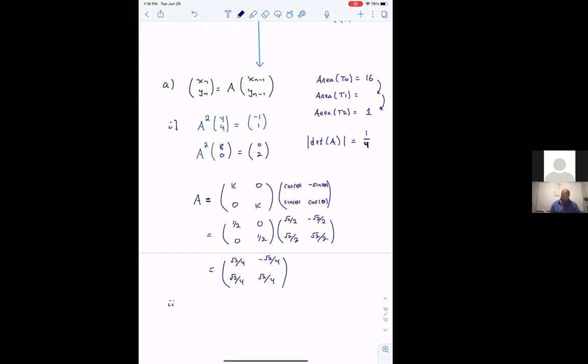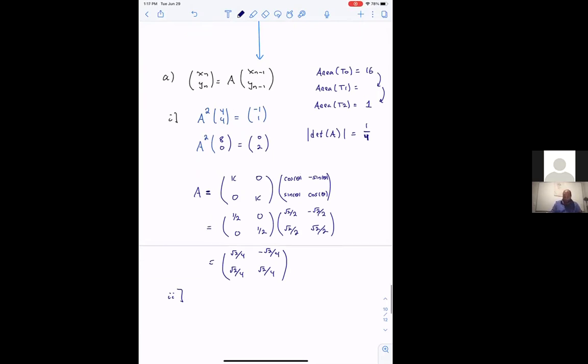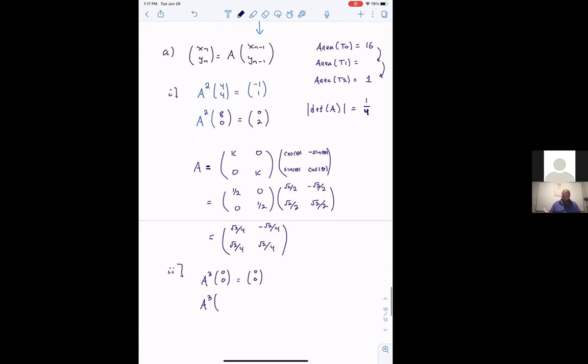Now that we have the matrix A, we can answer the second part, which says, what are the exact coordinates of the vertices of T3? In other words, we want to apply the matrix 3 times. So A cubed applied to 0, 0 is, of course, going to be 0, 0. A cubed applied to 4, 4. And they want the exact coordinates. Well, that is annoying, but certainly doable.